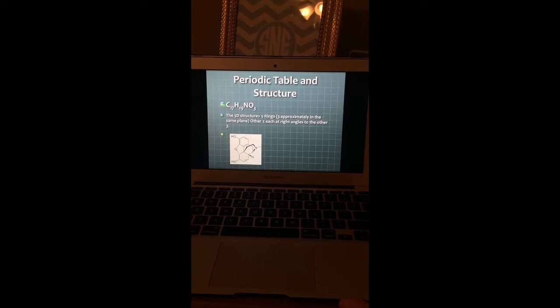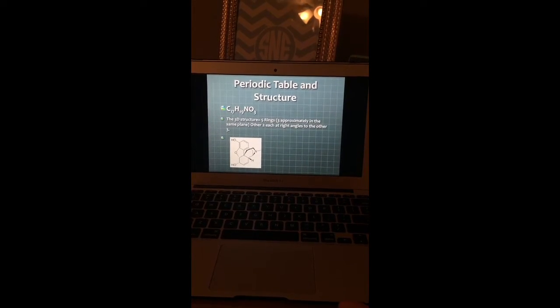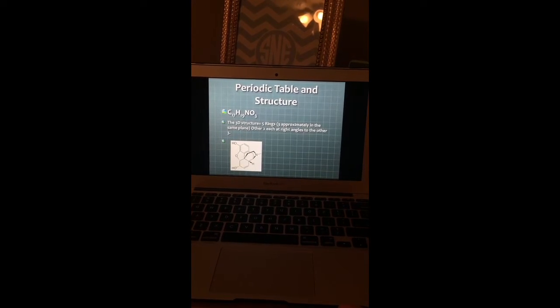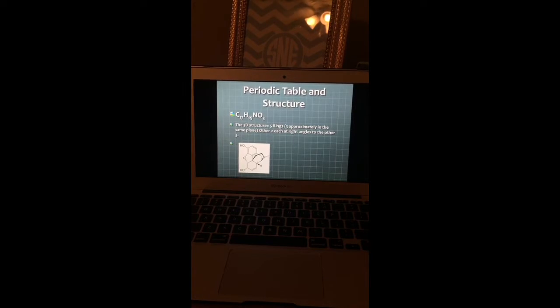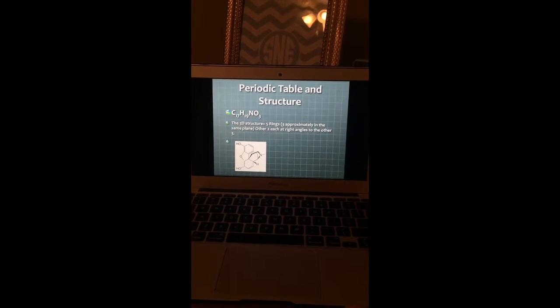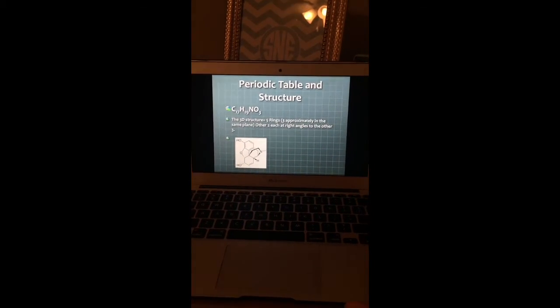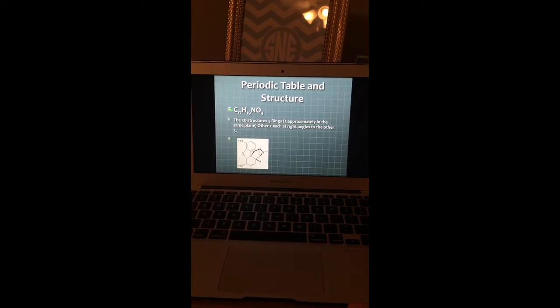Periodic table and structure. C17H19NO3. The 3D structure has 5 rings, with 3 of them approximately in the same plane, the other 2 at right angles to the other 3. And below is the structure for morphine.